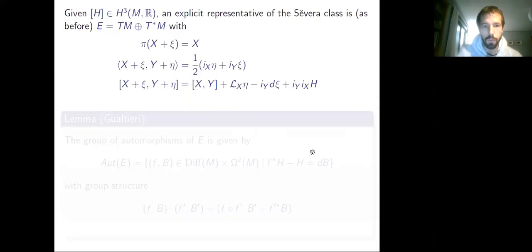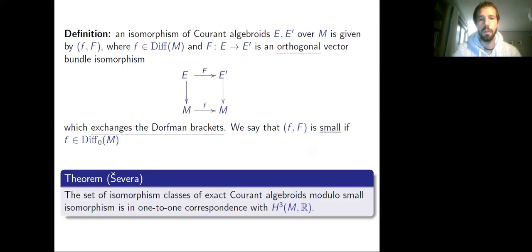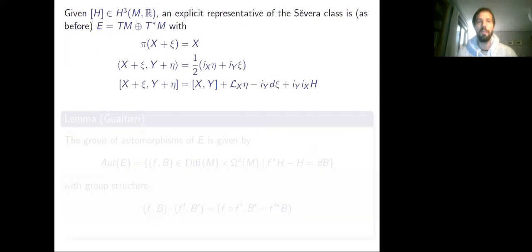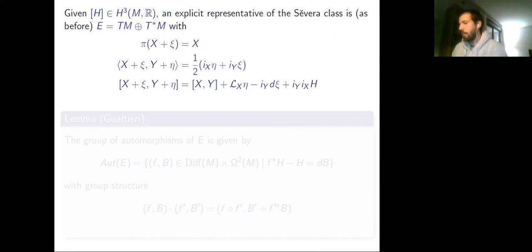Okay, so before I go on, let me tell you just first this thing. Given a cohomology class in H3, if you take a representative H, then we can cook up this model. This is what I said in the first slide. But I would like to go a little bit through the proof of Severa's theorem. I think this is illustrative of what happens for these subjects. So let me go through that.